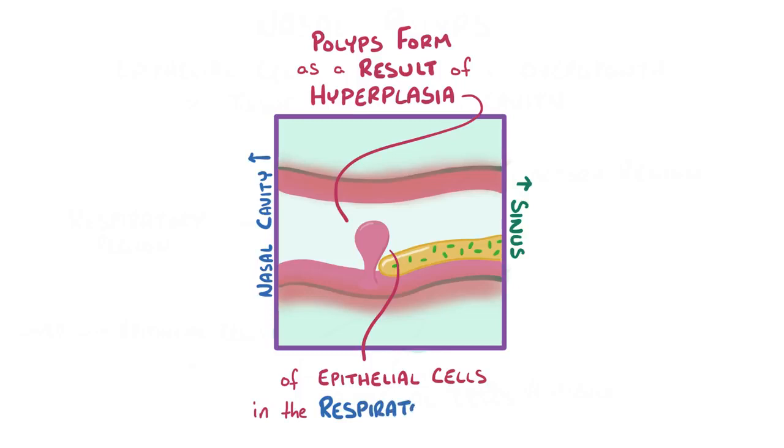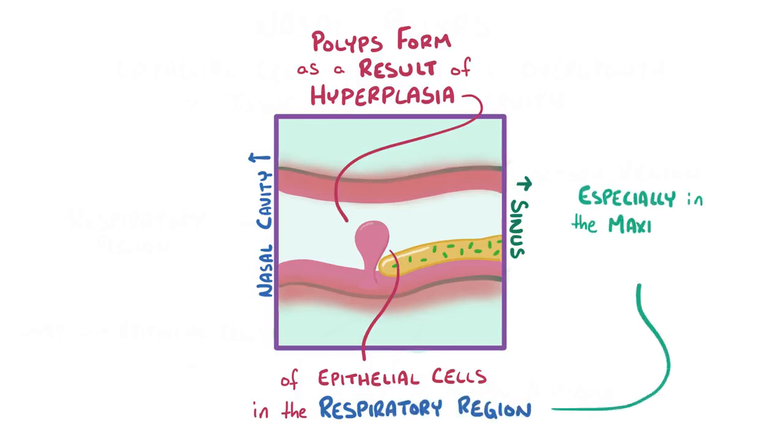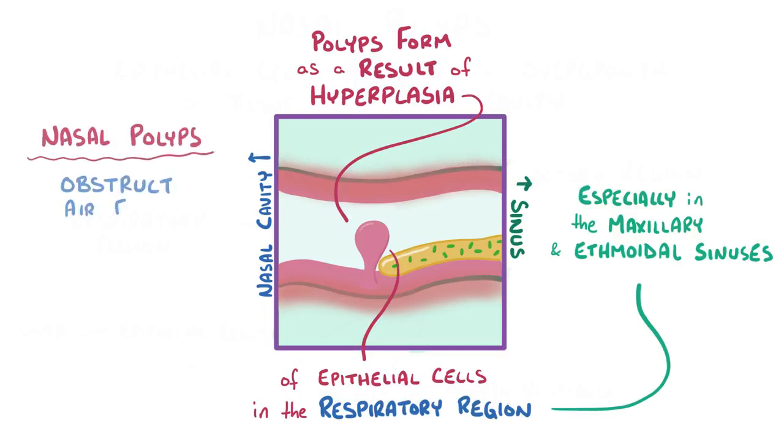Alright, as a quick recap, nasal polyps form as a result of hyperplasia of the epithelial cells that line the respiratory region, especially in the maxillary and ethmoidal sinuses. Their growth obstructs airflow through the nasal cavity and prevents sinus mucus from draining normally. They're treated with steroids or sometimes surgery, but have a high likelihood of coming back.